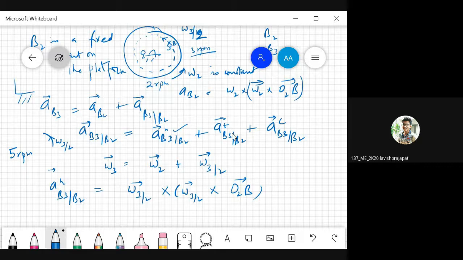Clear, sir. Tangential acceleration: we assume that these omegas are all constant. So tangential acceleration becomes 0, because his tangential speed is not increasing. So tangential acceleration is 0. Any problem? No, sir. Clear. Then we have to see Coriolis acceleration.